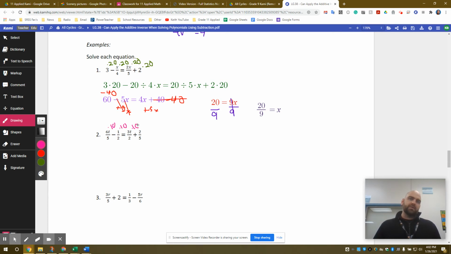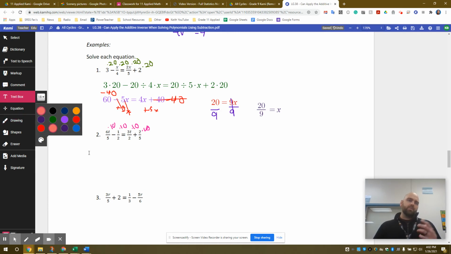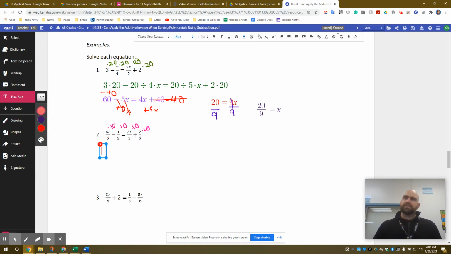And now you'll notice here, instead of having just a constant, the constant's actually a fraction, which mixes things up a little bit, but you do the exact same thing. Now I'm going to simplify them right away instead of writing it all like I did on the first one here. 10 divided by 5 is 2, so we're going to multiply this one by 2.